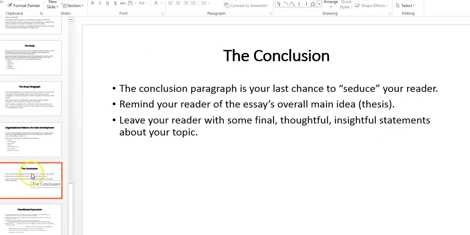All right, finally, in the conclusion, your conclusion paragraph is pretty much your last chance to seduce your reader. Remind your reader of the essay's overall main idea. Leave your reader with some final, thoughtful, insightful statements about your topic. So your conclusion, yes, you do restate just some general main ideas. You want to remind your reader of the purpose of your essay, but it's your last chance to make a certain impression on your reader, whatever that impression may be, that is related to your purpose for writing. It is also your last chance to leave your reader with some final, thoughtful, insightful statements about your topic, or your issue, something to kind of leave them breathless with, so to speak.